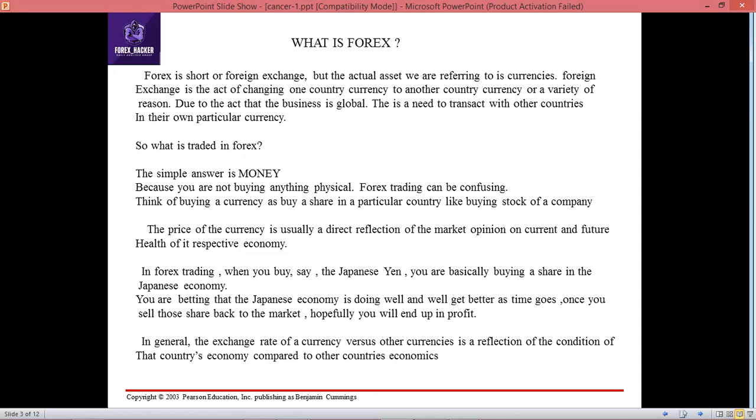So in general, the exchange rate of a currency versus another currency is a reflection of the condition of the country's economy compared to other countries' economies.